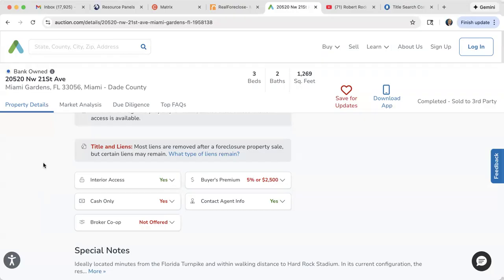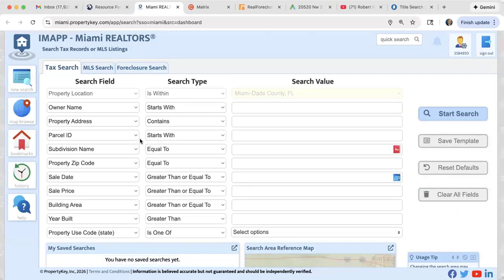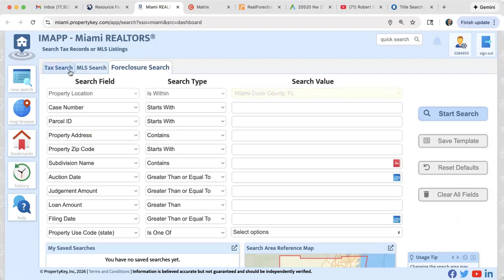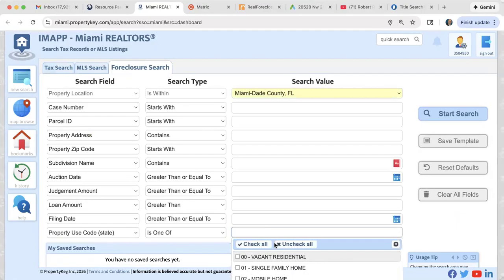and stuff. But let me show you something. I'm going to go ahead and open up IMAP real quick. If you guys don't mind, this class may go a little further than 1 hour, but there's a lot of material obviously that we're covering. So when you go to IMAP and you go to foreclosure search, and let's just do single family home.